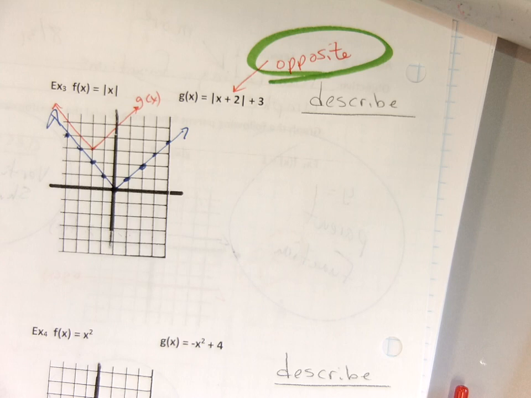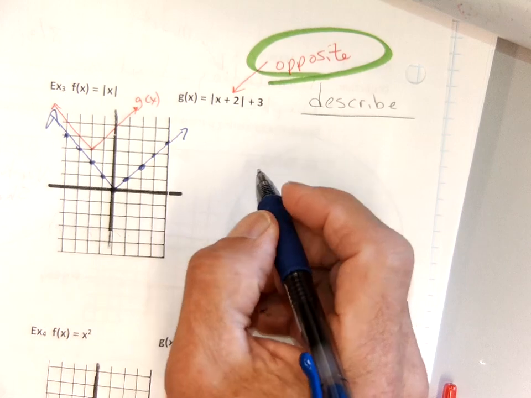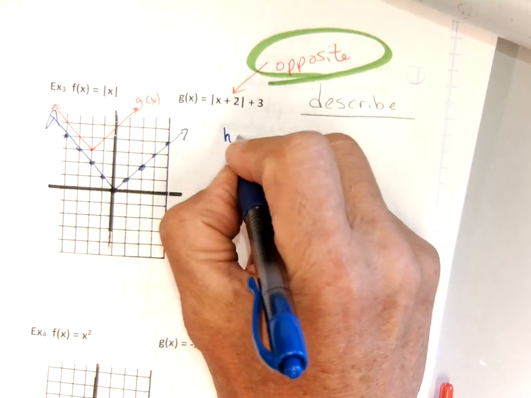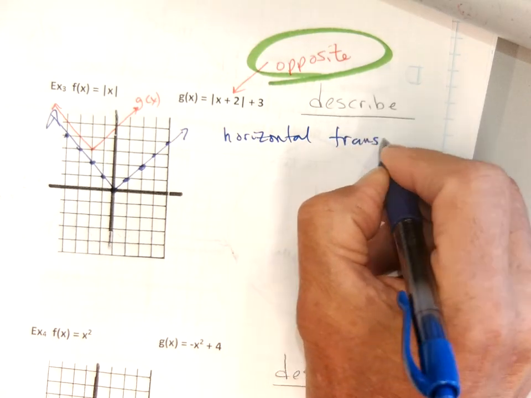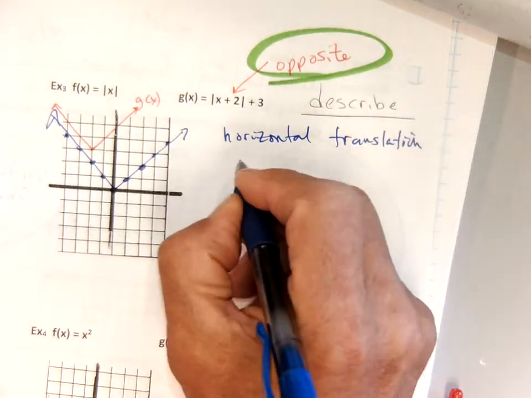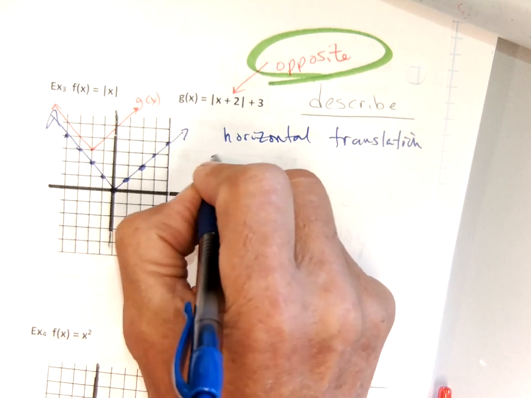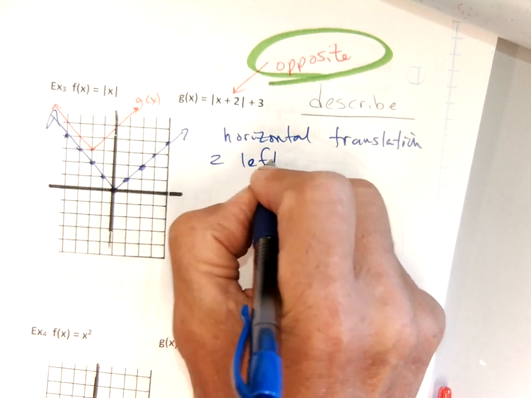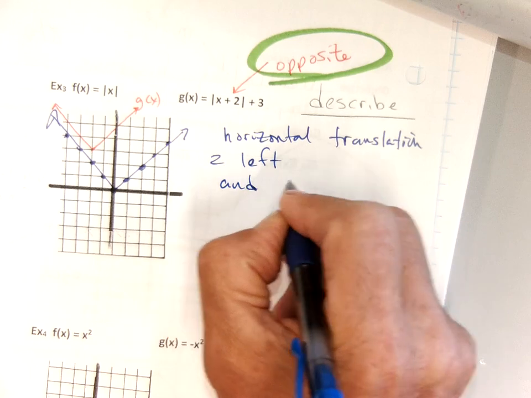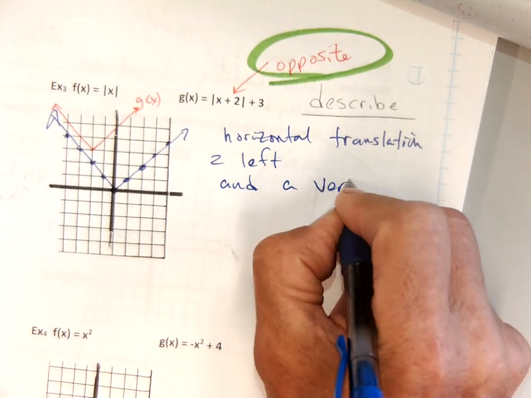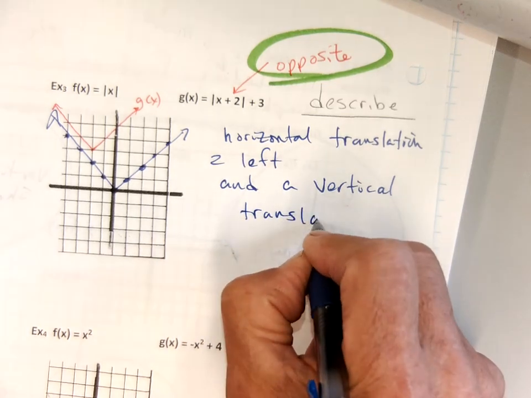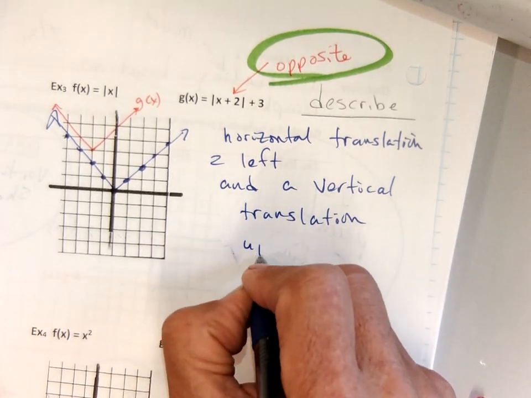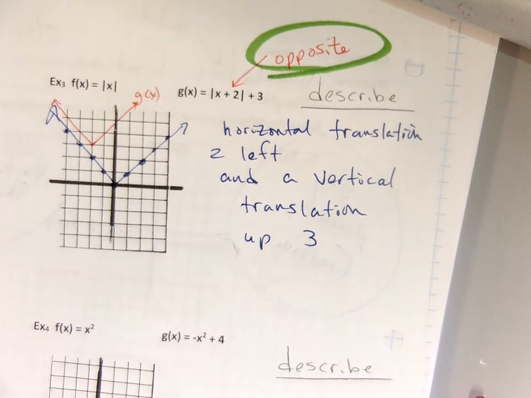Now, let's describe it. So in words, I'm going to say I did a horizontal translation to the left 2 and a vertical translation up 3. Okay?